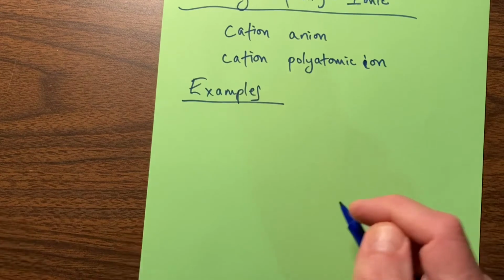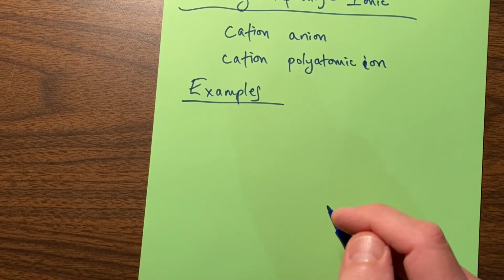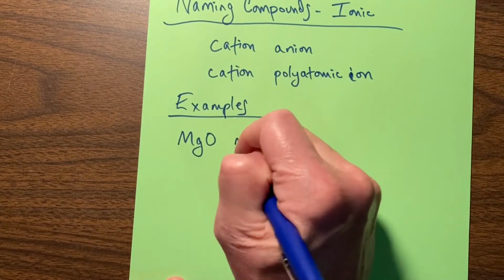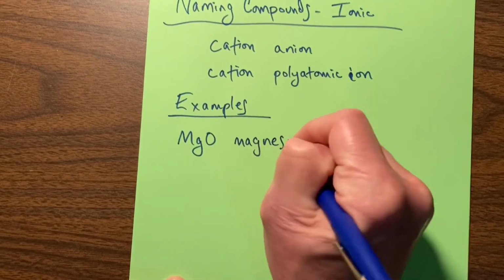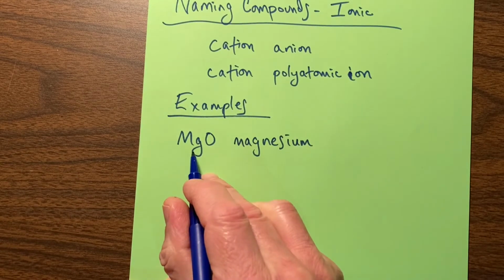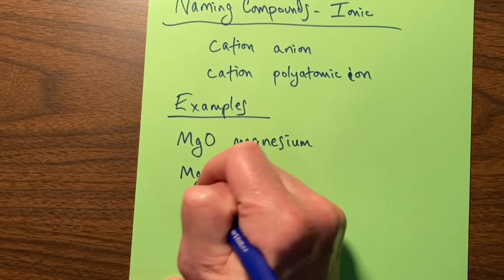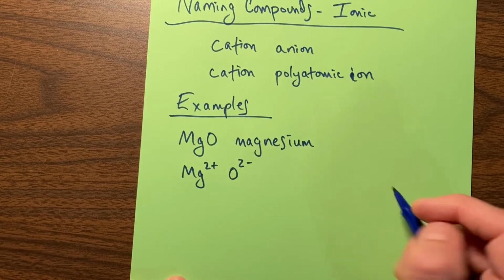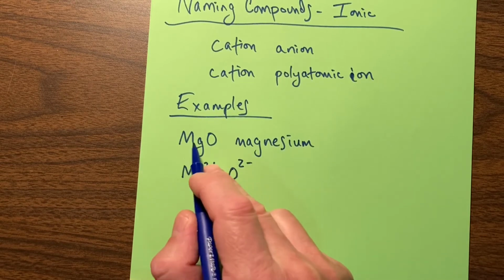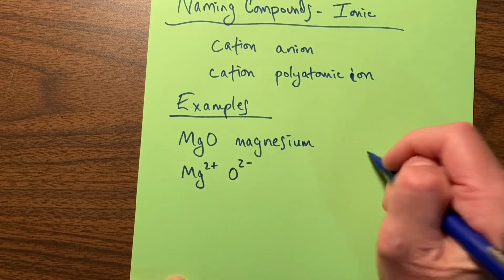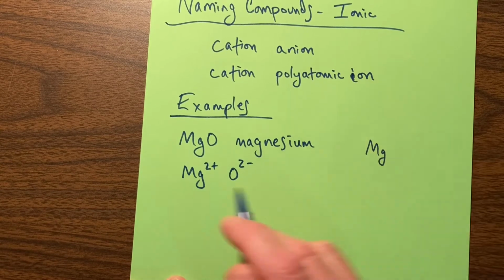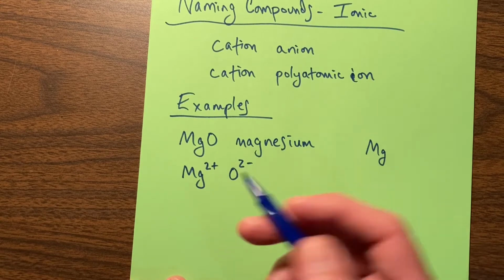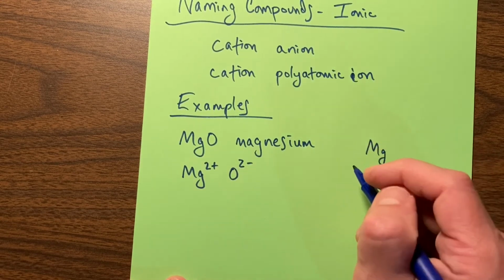If you look back, I wrote some formulas. Let's see, I wrote MgO. So that's named the cation first. Now you don't change the name of the metal. You just write it. It's really made up of magnesium +2 and oxide -2. If I see Mg, I just call it a magnesium atom. If I see Mg+2, it's a magnesium ion. But I don't write the word ion when I'm naming a compound, so I just call it magnesium.